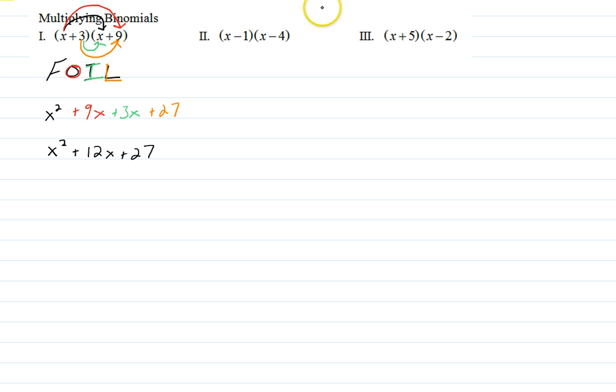The way I taught you to do it is to try to increase the speed. So x times x is x squared. And then the outer and inner would be the ones I'd let you write. So the outer gives us negative 4x. The inner, negative 1x. So negative 4 and negative 1 make negative 5x. And then the last, negative 1 times negative 4 is positive 4. Again, if you're not comfortable with this, you can always go back to the box method.